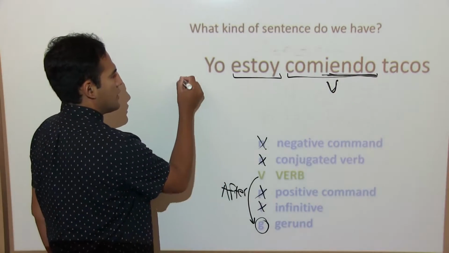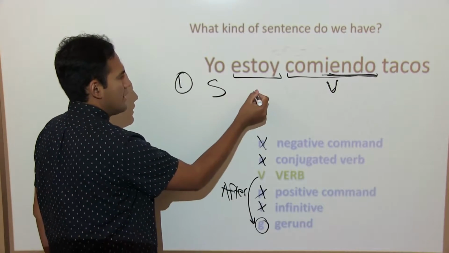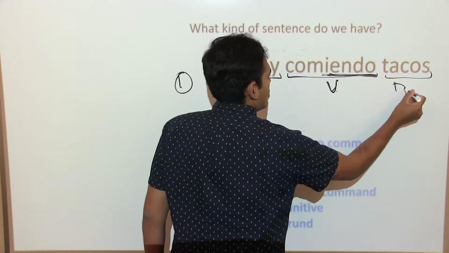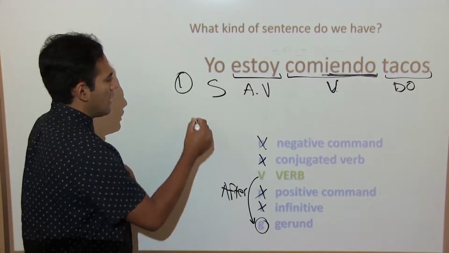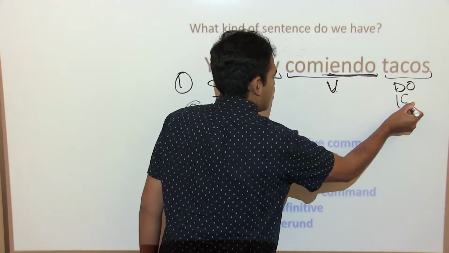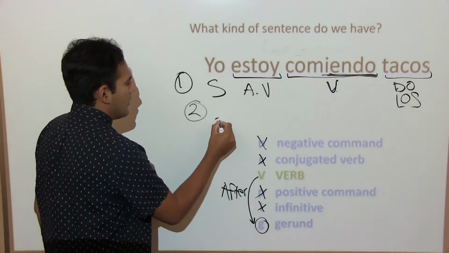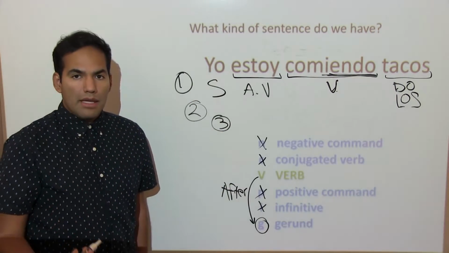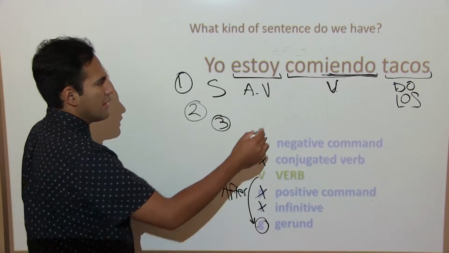So now let's do step one, identify everything in our sentence: subject, auxiliary verb, our verb, and then our direct object, because we are eating the tacos, they're receiving the action. Our second step is identify the direct object pronoun. In this case it's going to be los, because it's plural and masculine. And step three is to write down the direct object pronoun in the right place. In this case, we know it's going to be after the verb.